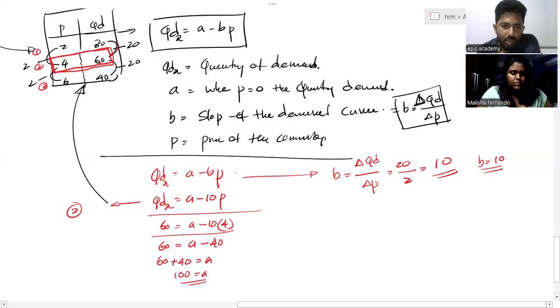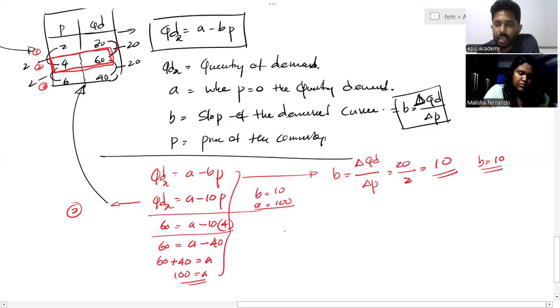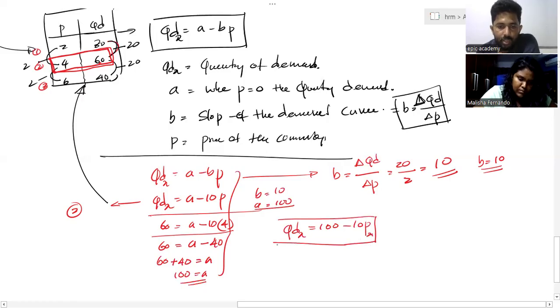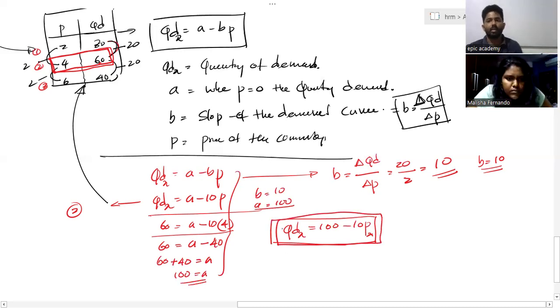Now we got the value for B, it is 10, and the value for A, it is just 100. That is enough. Now we can identify the equation: QDX equals 100 minus 10P. So this is the equation for a certain commodity.